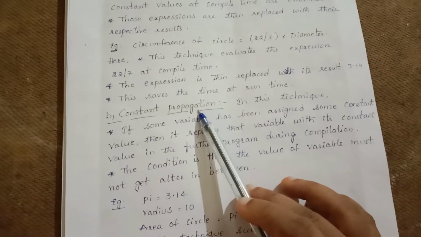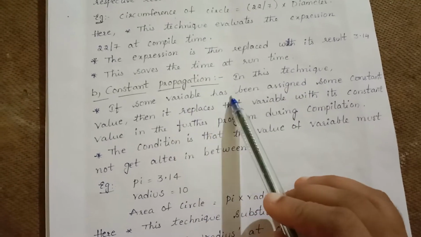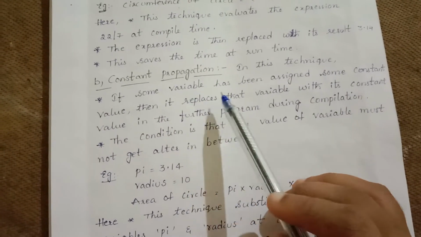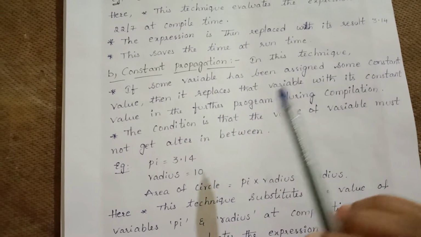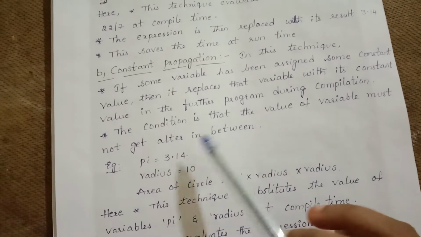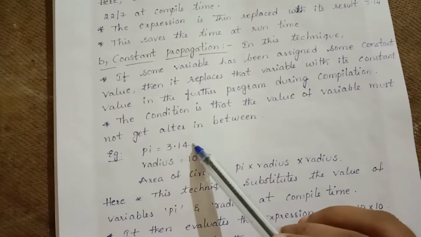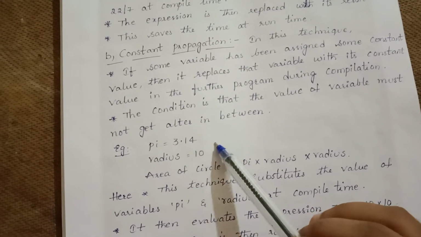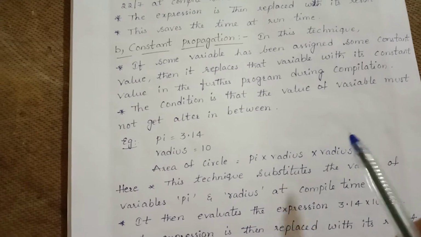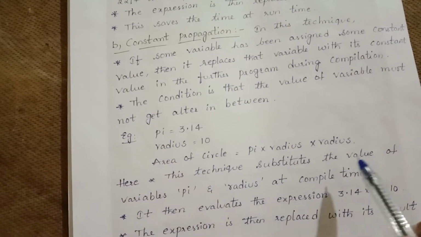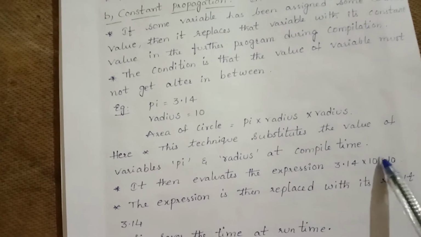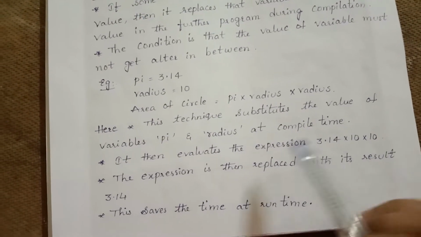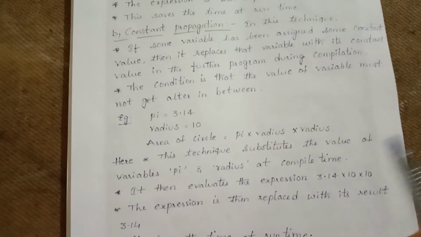And next one is constant propagation. In this technique, if some variable has been assigned some constant value, then it replaces the variable with its constant value in the further program during compilation. The condition is that the value of the variable must not get altered in between. For example, we have pi value is 3.14, radius 10. So the area of the circle is pi into radius into radius. Here this technique substitutes the values of variables pi and radius at compile time. It then evaluates the expression 3.14 into 10 into 10. The expression is then replaced with its result. This saves time at runtime.